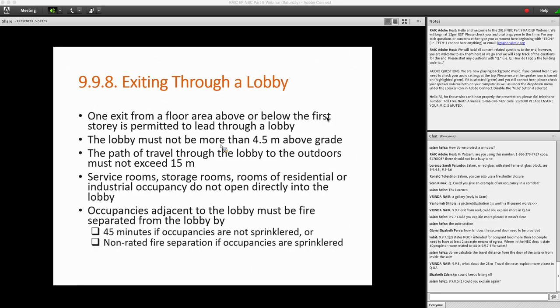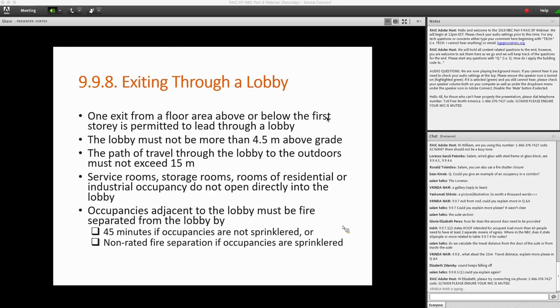So you are essentially designing the lobby similar to an exit stair in the building, and that is why these requirements are in place. In addition to that, you cannot have any seating in the lobby other than seating for a concierge, or seating that you normally find in a lobby in a residential building for security purposes.